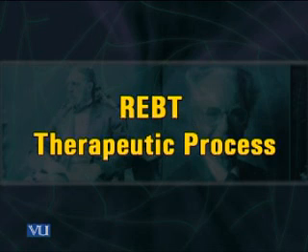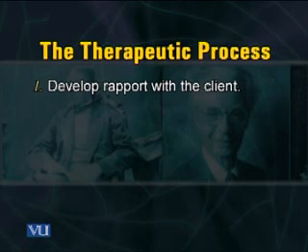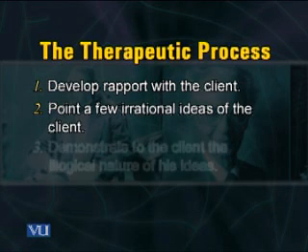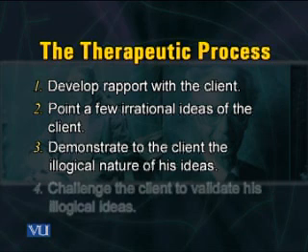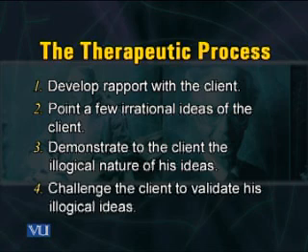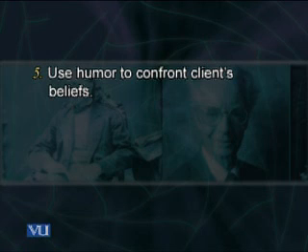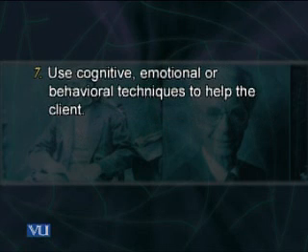REBT therapeutic process. The therapeutic process. Number 1, develop rapport with the client. Number 2, point out a few irrational beliefs of the client. Number 3, demonstrate to the client the illogical nature of his ideas. Number 4, challenge the client to validate his illogical ideas. Number 5, use humor to confront the client's beliefs. Number 6, replace irrational ideas with rational ones. Number 7, use cognitive, emotional or behavioral techniques to help the client.